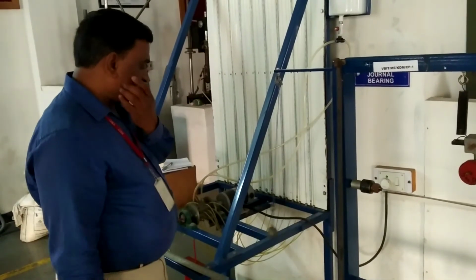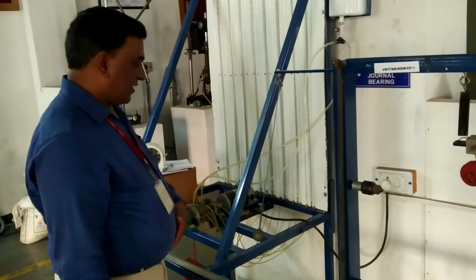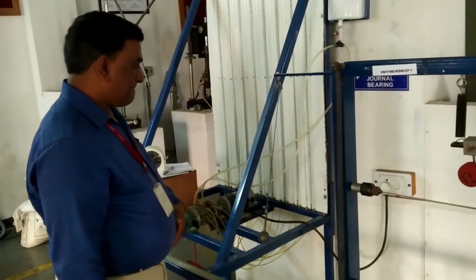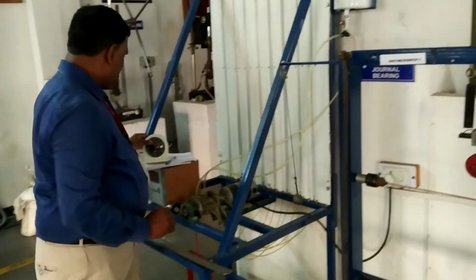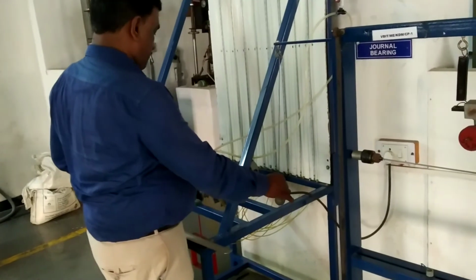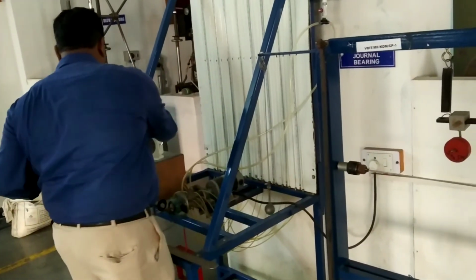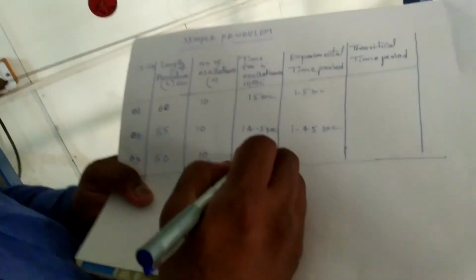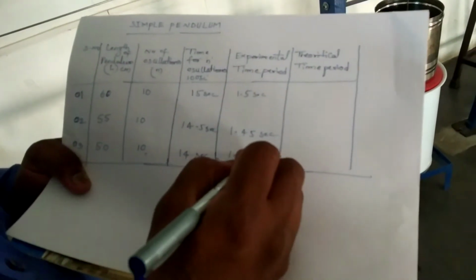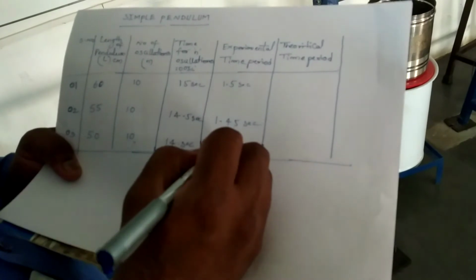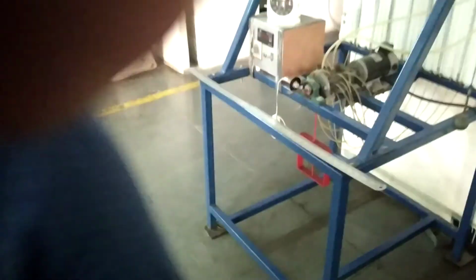1, 2, 3, 4, 5, 6, 7, 8, 9, 10. Exactly 14.5. Now, the time for 10 oscillations is 14.5 or approximately 14 seconds. So 1.4 seconds is the time for 1 oscillation. Now we can do the calculations.